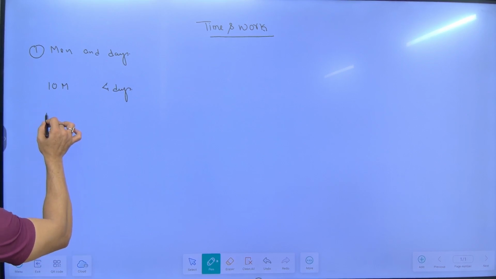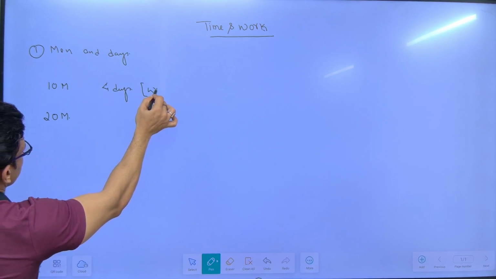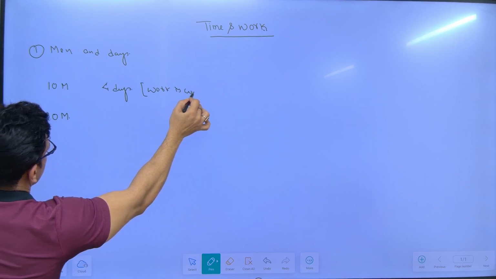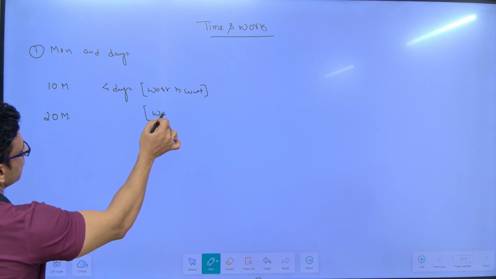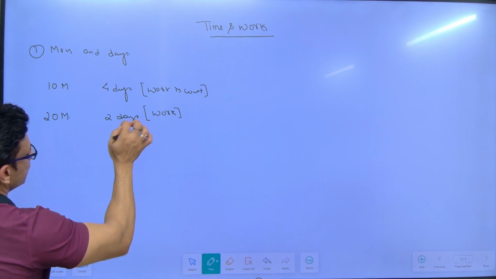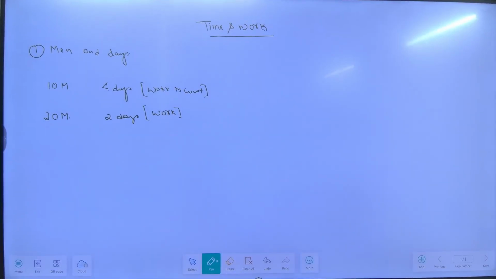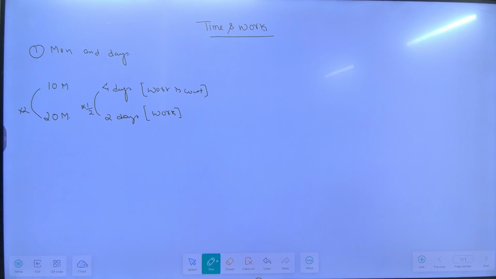If you increase the number of men from 10 to 20 and keep the work constant, if there are 10 men and they can do some work in 4 days, then 20 men will do the same work in how many days? 2 days, right? So can we say these are inversely proportional? As you double this, this has become half. 10 is becoming 20, 4 is becoming 2.